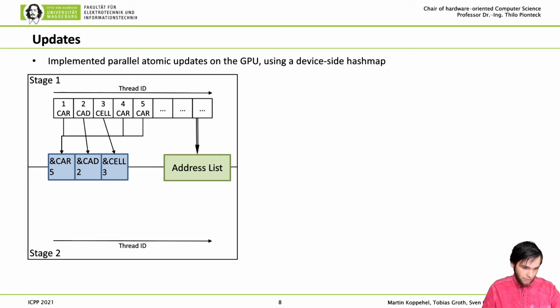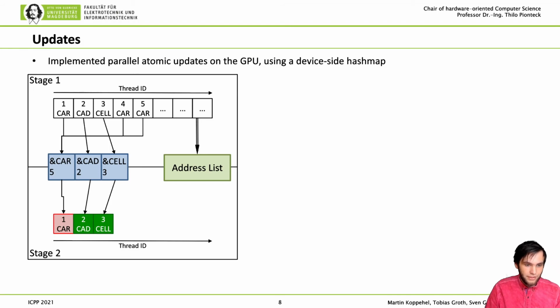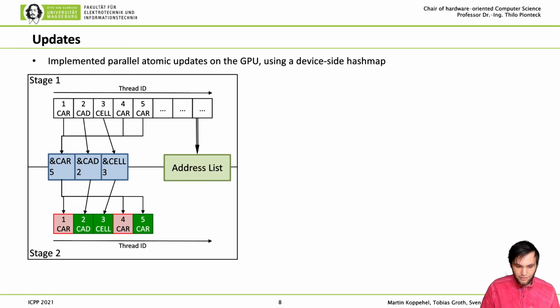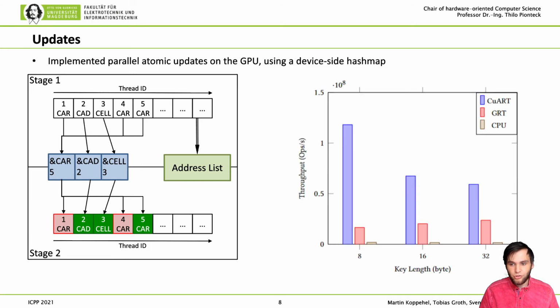In our case, stage 2 then starts to read the entries and the same keys. And our first thread is reading the hash map, sees that the hash map has a different thread ID, and knows that it does not need to perform any update. Thread 2 and 3 have the same thread ID and the same key, so they perform their updates. Thread 4 is superseded again, and thread 5 performs the update. That means we eliminate duplicate updates and therefore reduce the number of memory transactions issued to the global memory. And comparing this to the original implementation leads to severe performance gains. In that case, up to 5x, roughly.